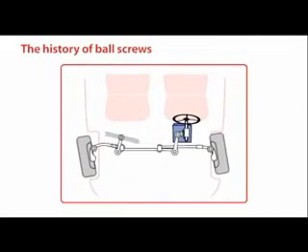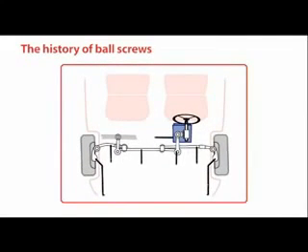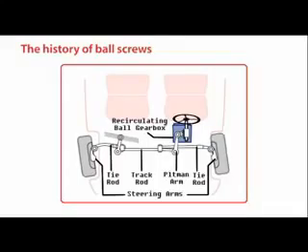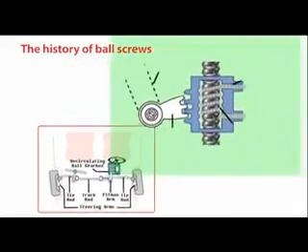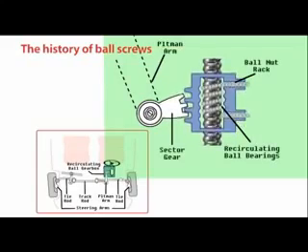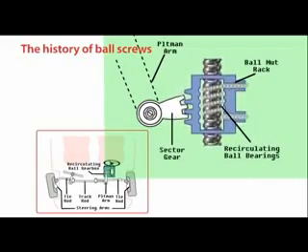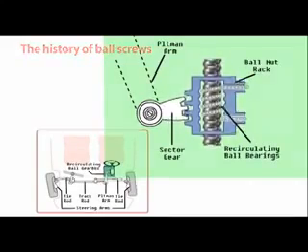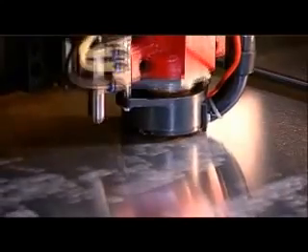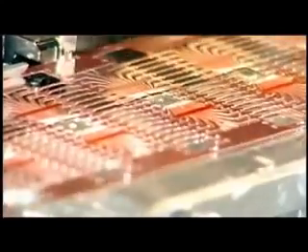The first attempt to place ball bearings between a nut and screw, replacing sliding friction with rolling friction, was made in 1898. Ball screws were applied to automotive steering systems in the 1940s, and subsequently were used in many kinds of industries, including the machine tool and semiconductor industries.